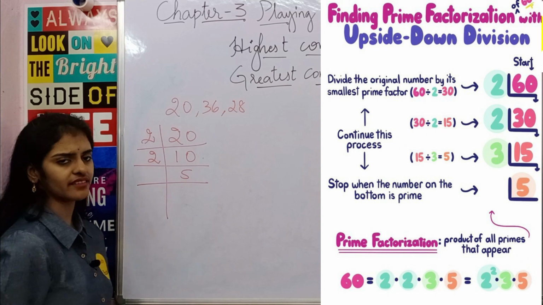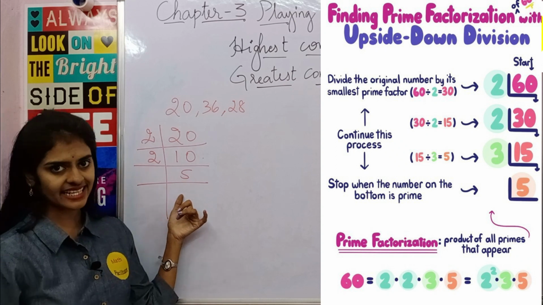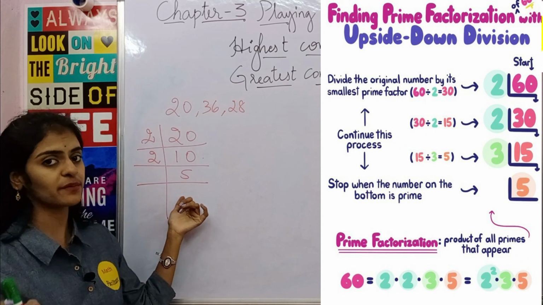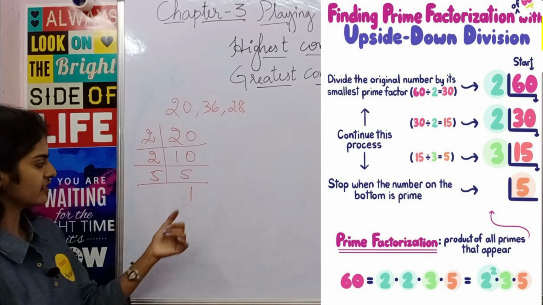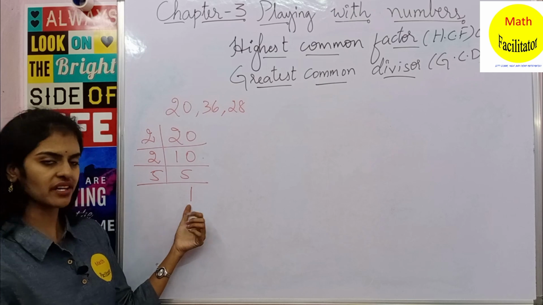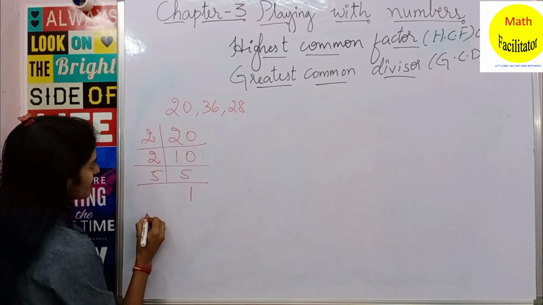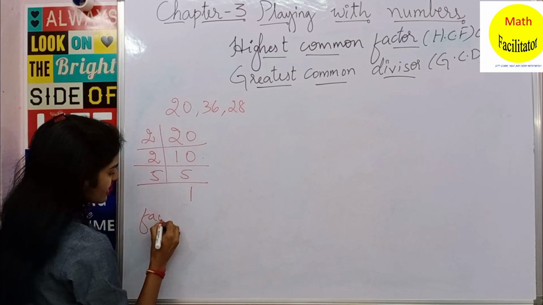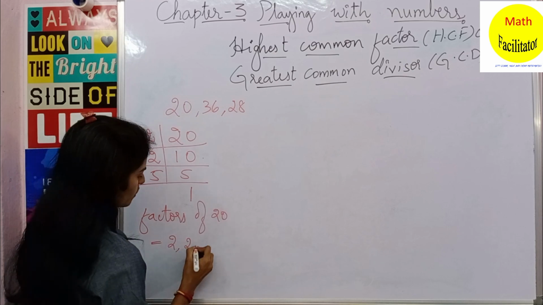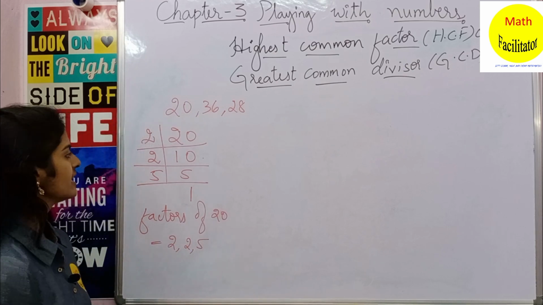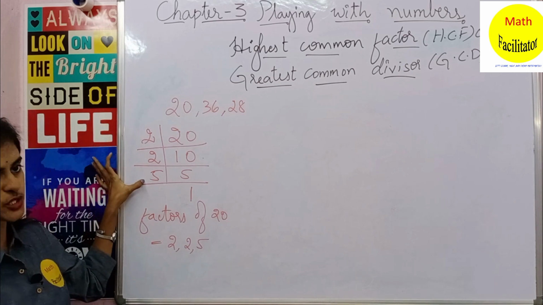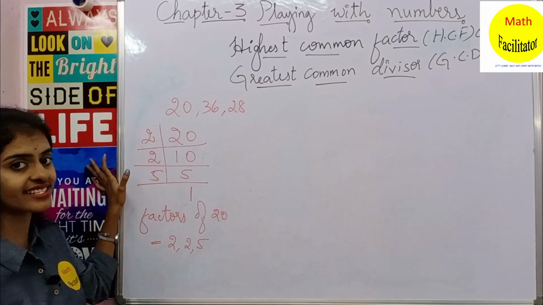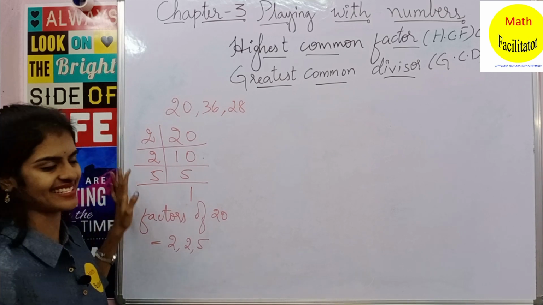Again now 2 doesn't divide 5, the next prime number is 3, 3 doesn't divide 5, the next prime number is 5. So 5 divides 5 how many times? 1 time. We stop here. After we reach 1, we are stopping here. Okay, so you can write factors of 20 as 2, 2 and 5. Clear? So here in prime factorization we use only prime numbers to divide the given number. Okay, that is why it is called prime factorization.